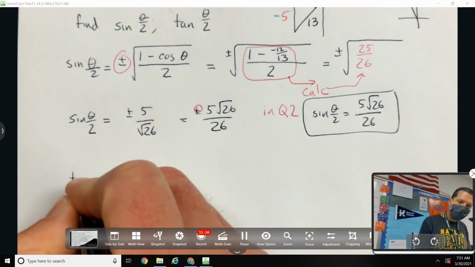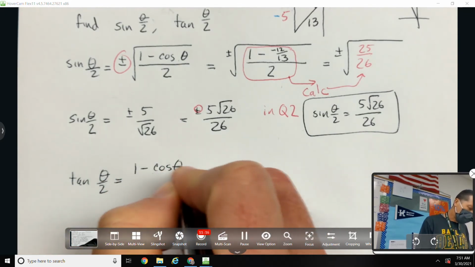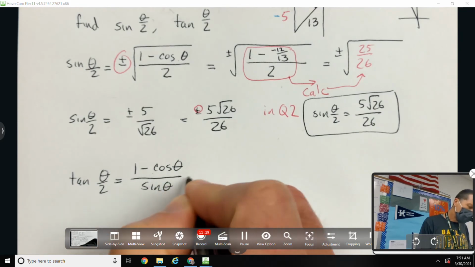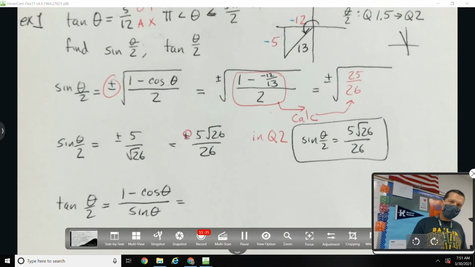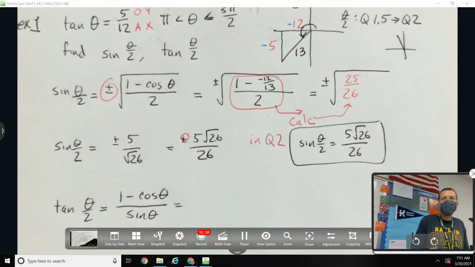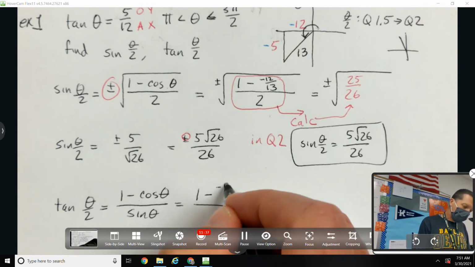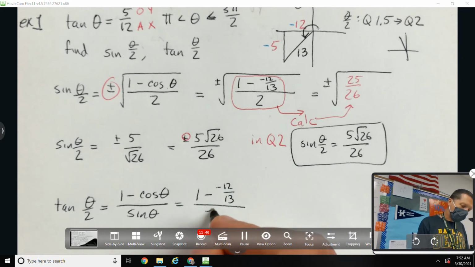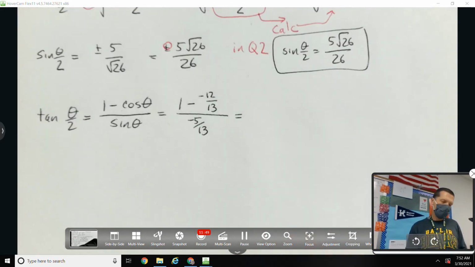This was only the first half of that problem. Tangent of theta over 2 is 1 minus cosine theta over sine theta. Looking at my picture, we've done this type of problem a whole bunch of times by now. So we have a new formula, but we've done this before. Just look at the picture and fill in the blanks. So cosine is negative 12/13, and sine is negative 5/13. And if you're feeling brave, you could do that by hand. If you're not feeling brave, then you could do it in the calculator.